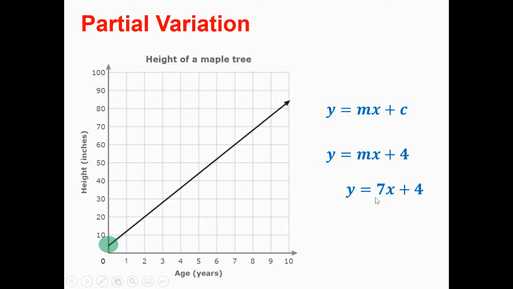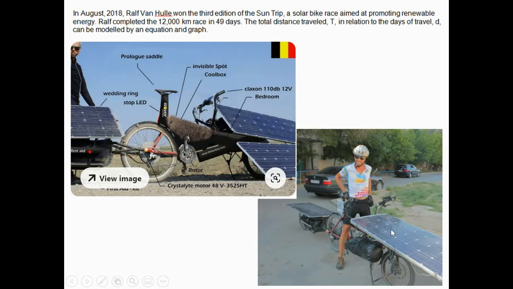Now I have this equation. I'm going to rewrite that in terms of function notation for here. Height based on age. So I put height based on age as your input. Great. Now here's our last problem. We're going to look at the same thing, function notation for a partial variation situation.